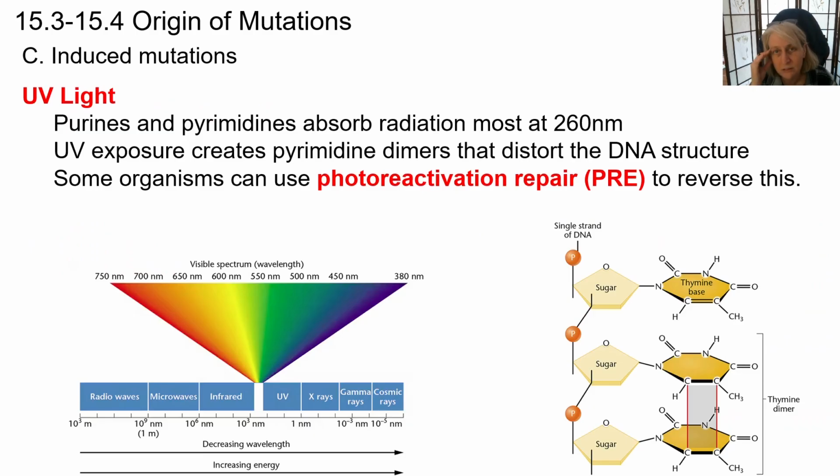UV light, you've heard your whole life that the sun is damaging to your skin. The UV light damages your skin by actually causing your DNA structure to not be as stable and to fracture and be a little bit wobbly. It breaks some of the protein structures in your proteins as well. Some organisms, not you or me, can use photoactive repair to reverse this, but this is a bacterial thing.